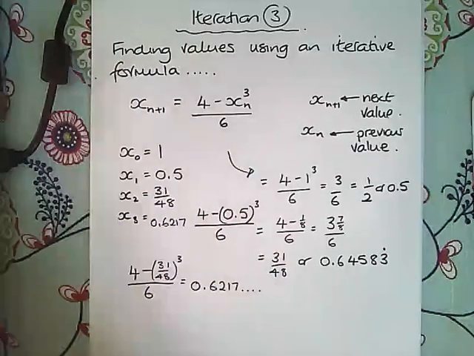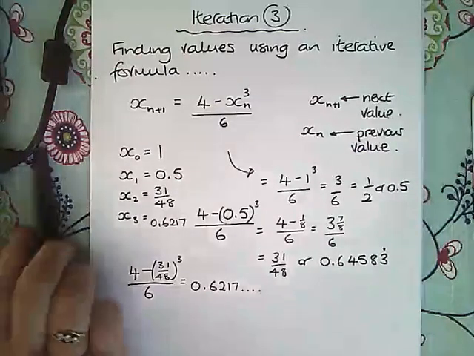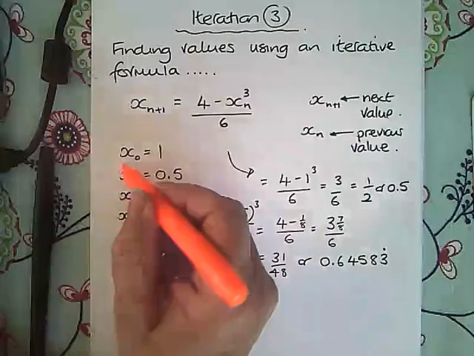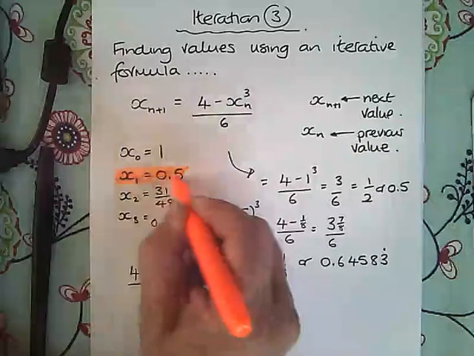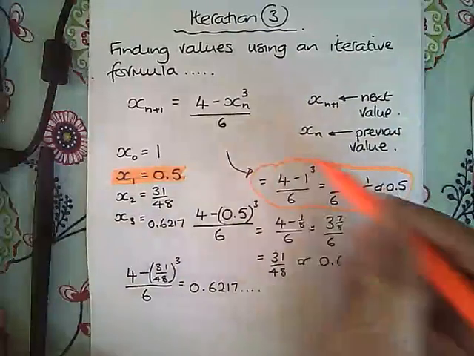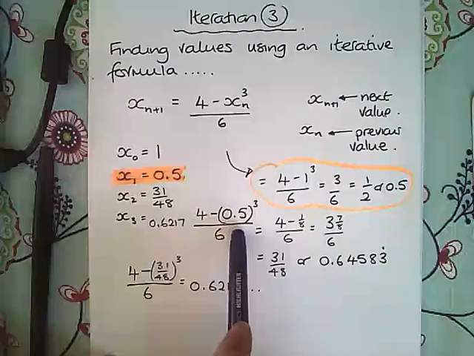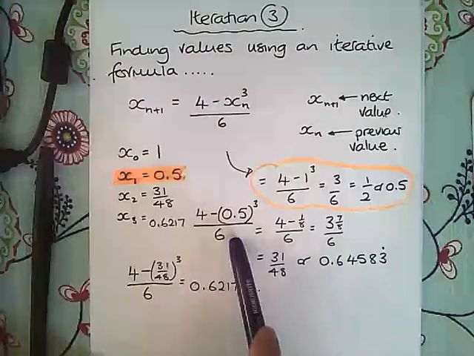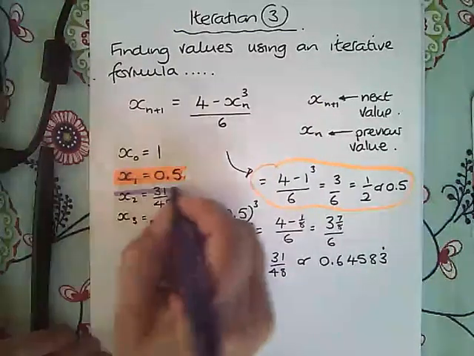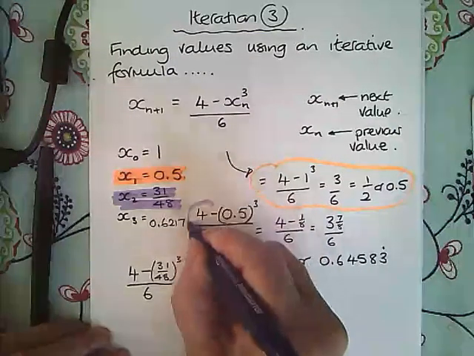0.6217. So let me just use some colours to keep all of those things together, because I know that that's not terribly clear. So each time we're just recycling the whole thing. So my x1, where I got my value of 0.5, there's this lot of workings here. Okay, and I used that 0.5 and I substituted it back into my iterative formula, and I got this answer. So x2 was 31/48, or this recurring decimal. So that was this lot of workings here.